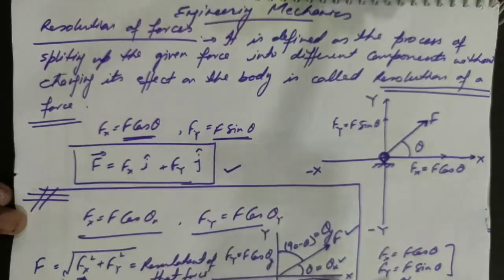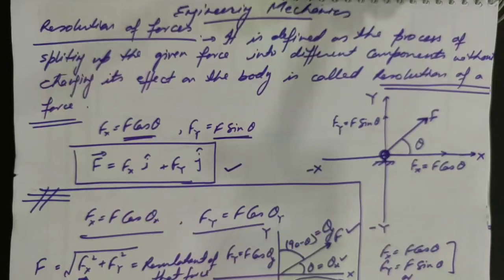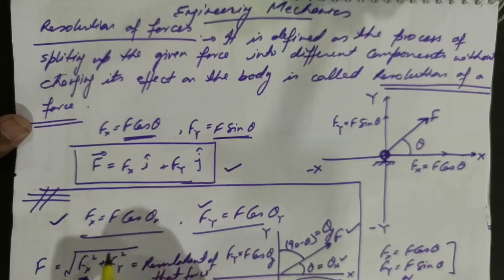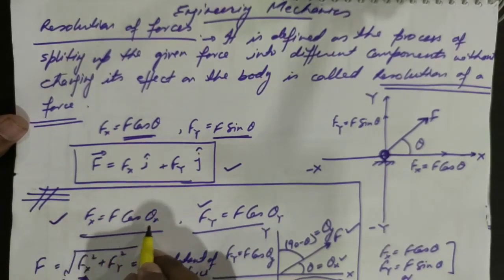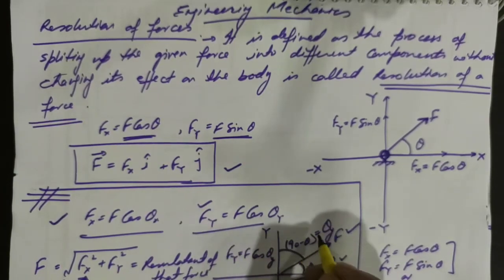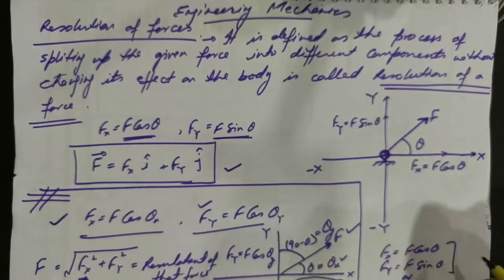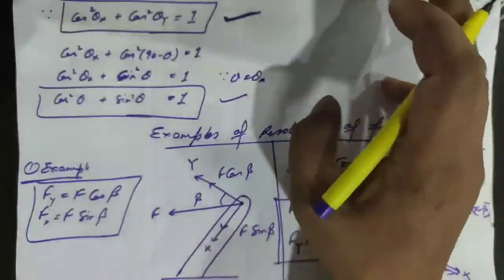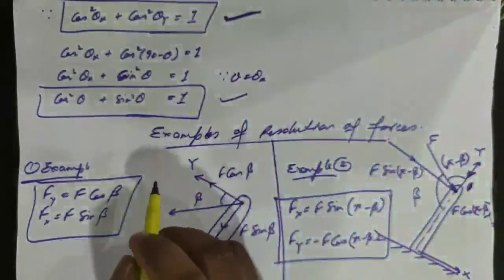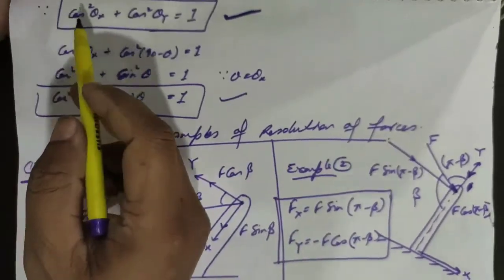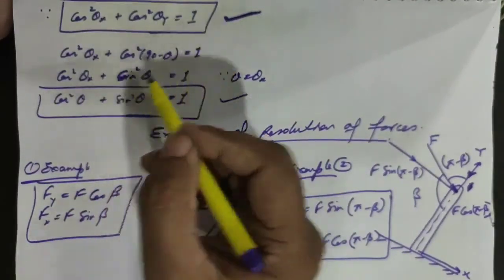We wrote it in vector form. Then we also wrote these components with the direction cosines. So fx is equal to f cos theta x and fy is equal to f cos theta y, when we consider that theta is equal to theta x and 90 minus theta is equal to theta y. In that way, we wrote both components, and later on we proved the condition cos square theta x plus cos square theta y is equal to 1.